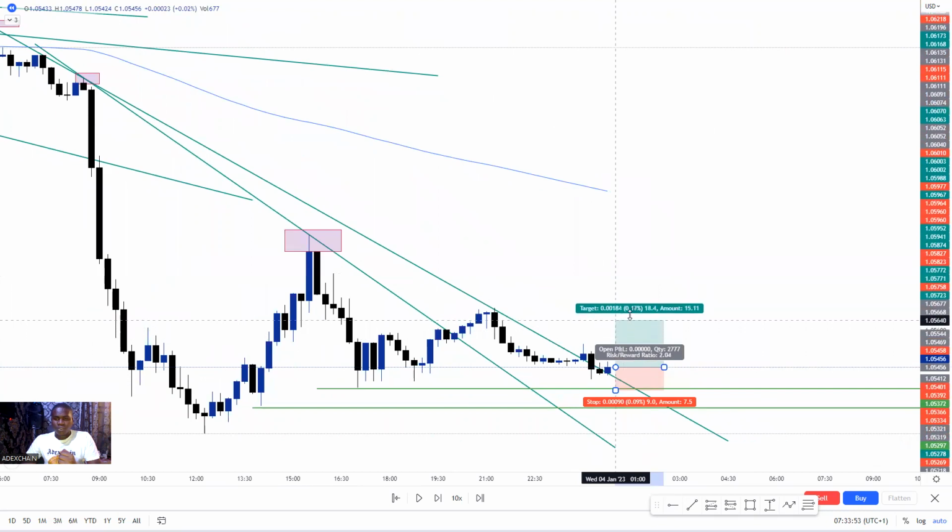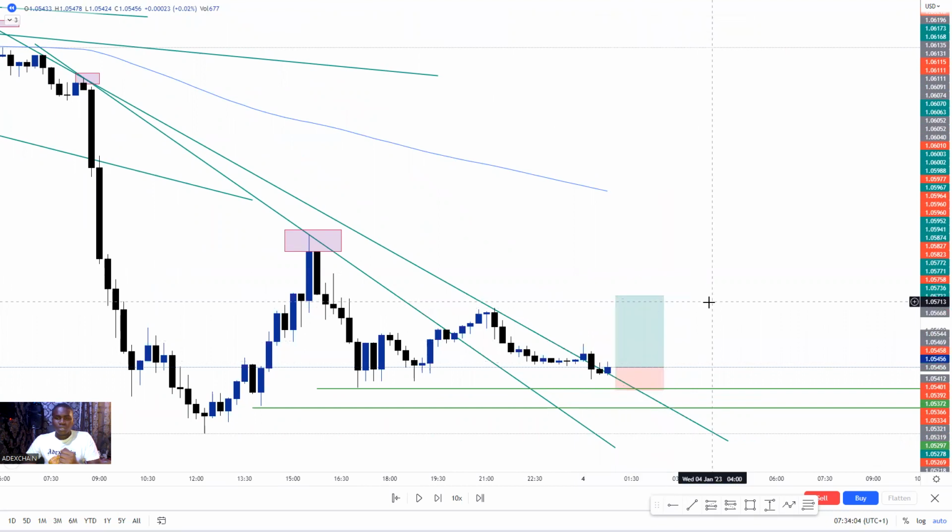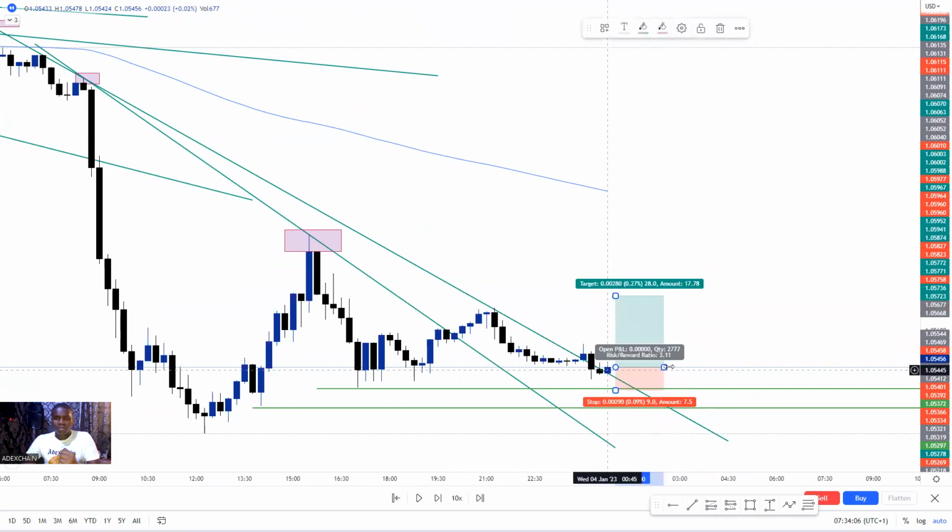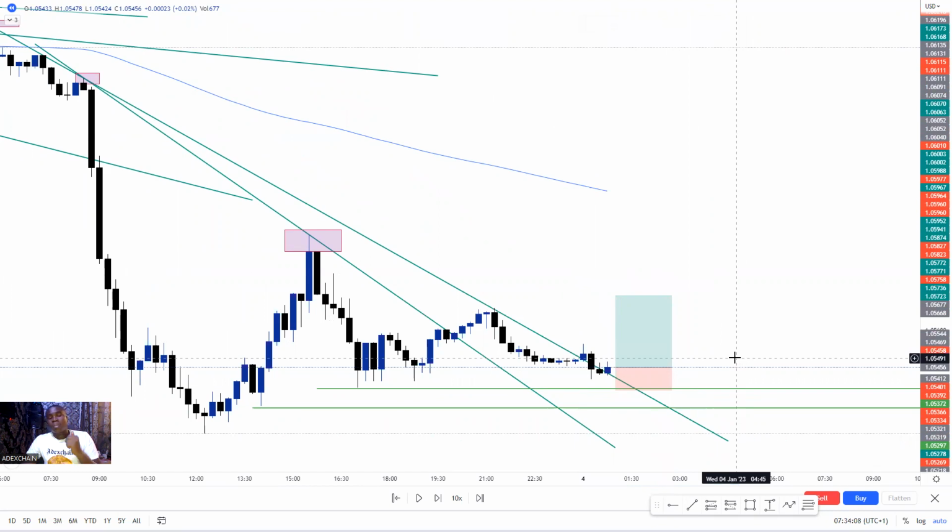So I will be pursuing, let's say, a 3 ratio. Let's say 3 ratio, right? So if this trade hits my TP, I'll be making a whopping 300% of my risk. Like if I'm risking $100, I'll be making $300. If I'm risking $1,000, I'll be making $3,000 if this trade hits my TP.